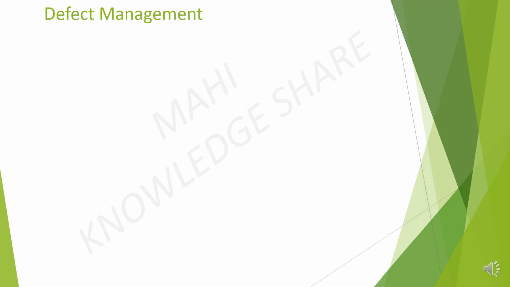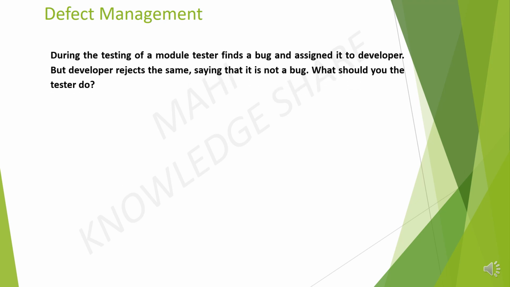A simple question. During the testing of a module, the tester finds a bug and assigns it to a developer. But the developer rejects it, saying that it is not a bug. What should the tester do?